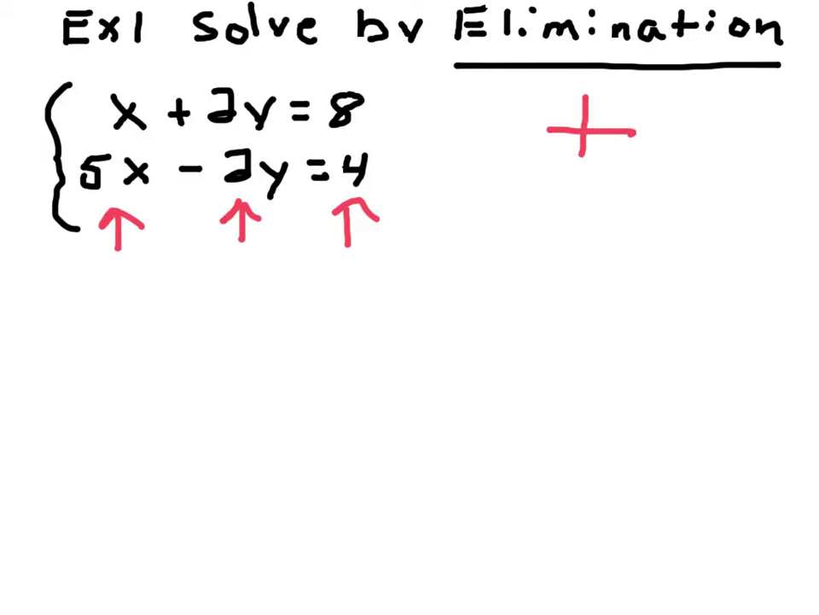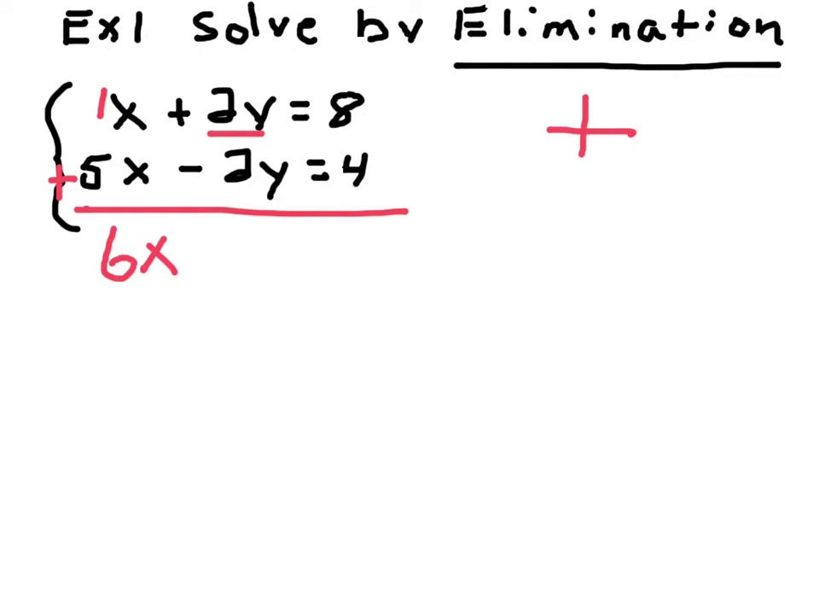Alright? So what I'm going to do is simply add the columns, because I notice that something's going to happen. So I'm going to put a big plus sign right here, and I'm going to add the columns together. In other words, the top one I have x. Remember, that's 1x or x. So what's 1x plus 5x? Well, that's 6x.